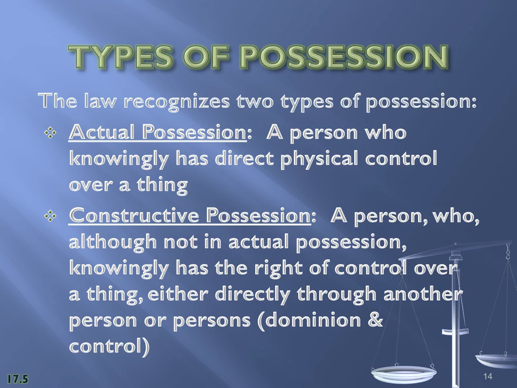And then the second one, a person who, although not in actual possession, knowingly has the right of control over a thing, either directly or through another person, is then in constructive possession of it. Now, it is not unlawful for a person to possess controlled substances that have been prescribed for another if possession is to facilitate delivery to that prescription holder or to discard the substance. So there's a couple sections that talk about that.